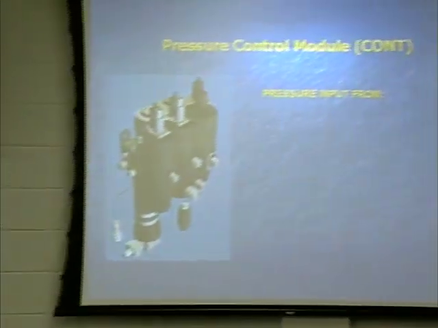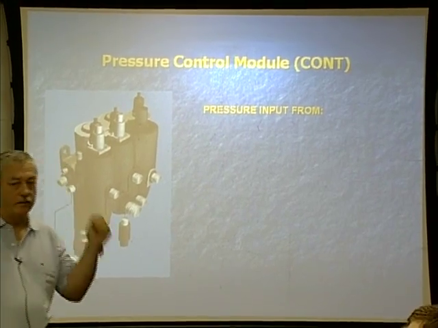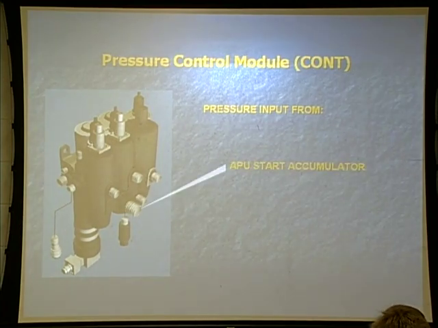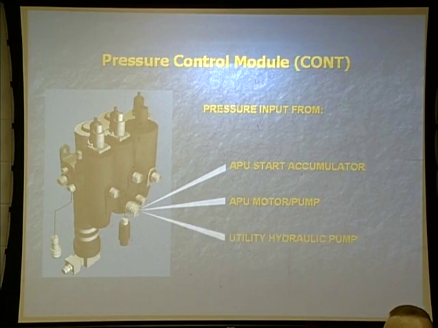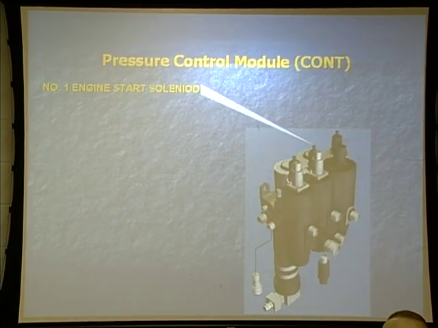Pressure control module. It's not to be confused with the power control module later on. This in the utility system is the pressure control module. It receives pressure from our APU start accumulator, our APU motor pump, and our utility hydraulic pump. All three of those pressures, whichever pump may be pumping, will go into the one side of it there. The APU has a different connection that comes into the side where it receives the pressure and distributes it through the system. Some of the components that are on top of this.